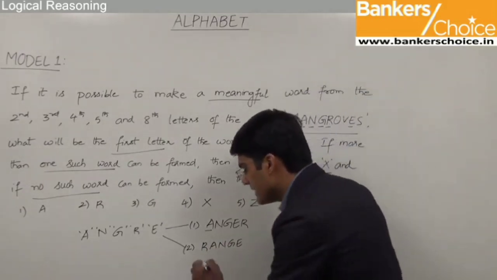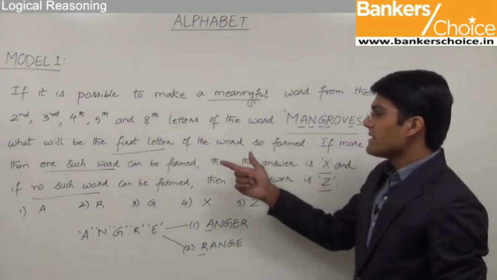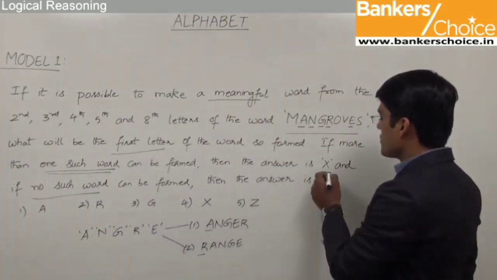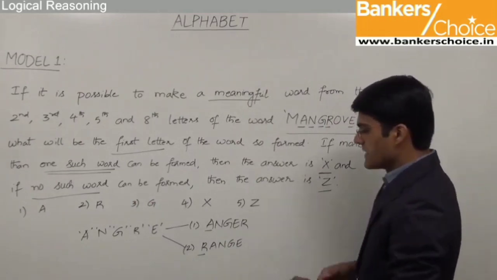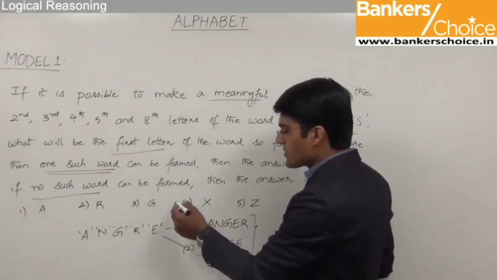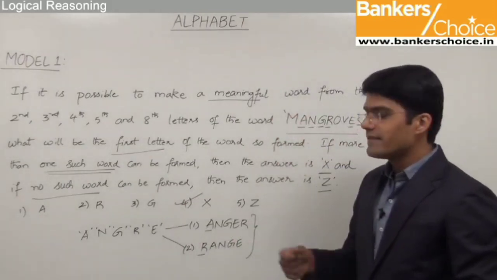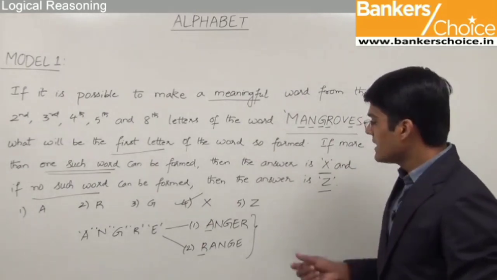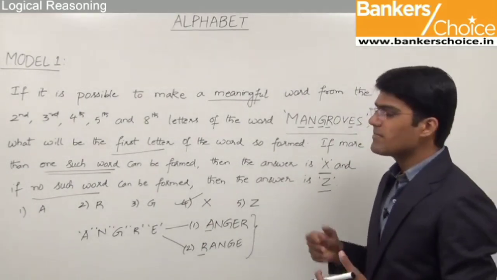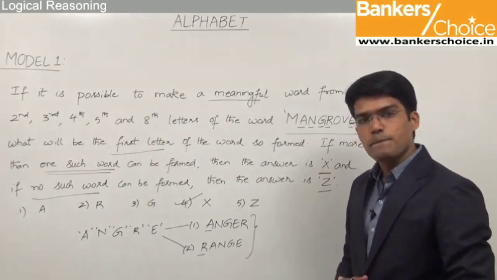And here the first letter is R. Now as the question clearly says, if more than one word can be formed, then the answer should be X. So here, as we have got two different words, the answer has to be the fourth option X. And suppose if no word can be made out of the letters A, N, G, R, E, then the answer has to be Z. So this is how we can get the answer for these types of questions, by trying to find the possible words with the letters given.